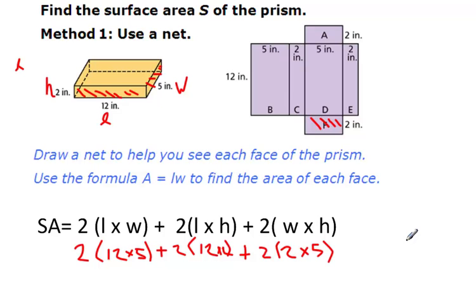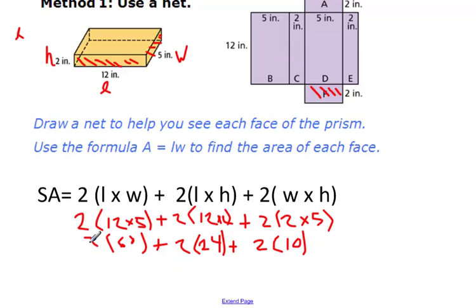Now the only thing left you have to do to find the surface area of this particular shape is find these individual products. So that would be 60. We have 2 of them like that. That would be 24. We have 2 of them like that. Plus, this would be 10. 2 times 5 is 10. We're following order of operations.